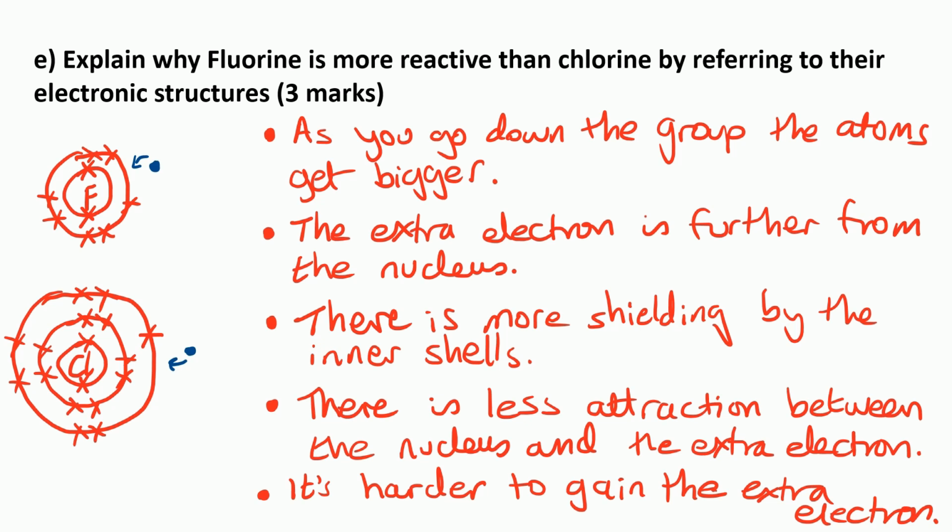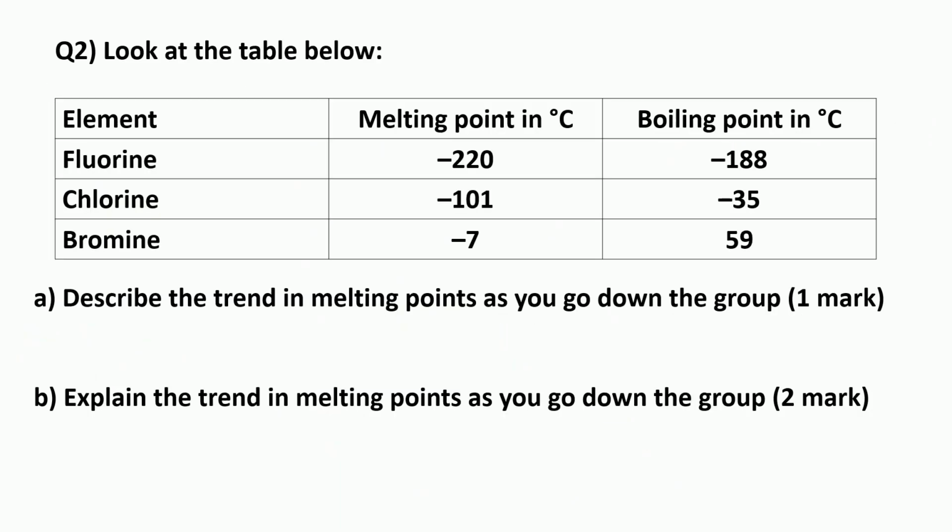Question 2 is looking at the physical properties of the halogens, and we've got a table of melting points and boiling points. So question A says describe the trend in melting points as you go down the group, and question B is explain the trend. So first of all, trend means how do things change as you're going down the group. The word describe means what's happening, whereas explain means why is it happening.